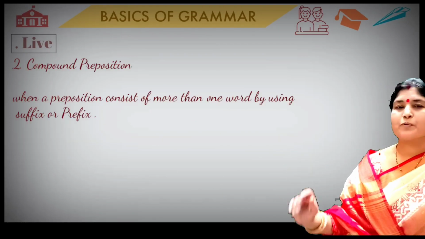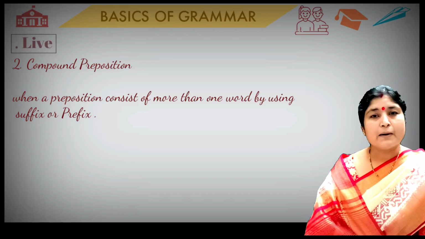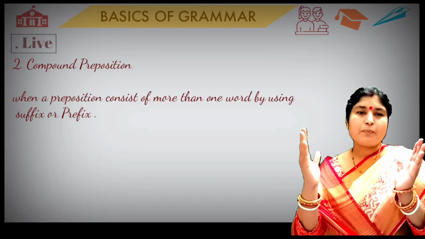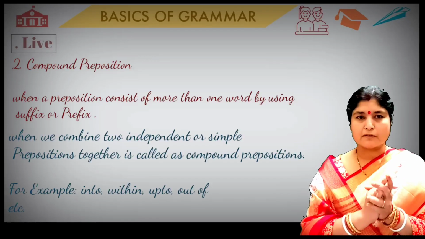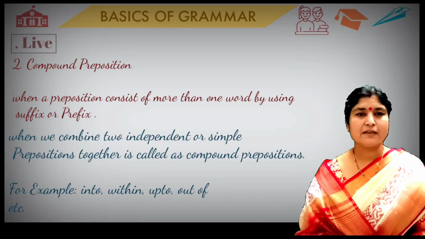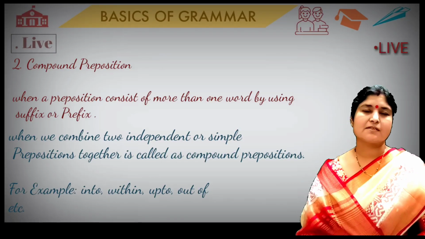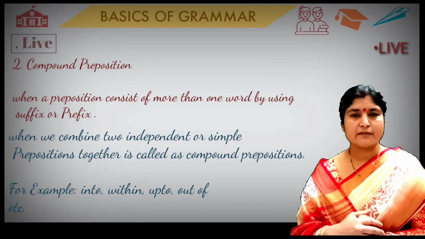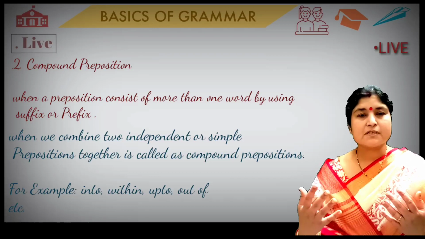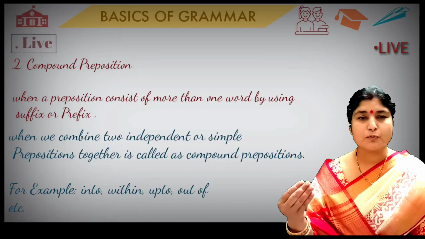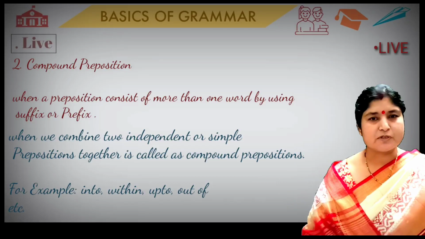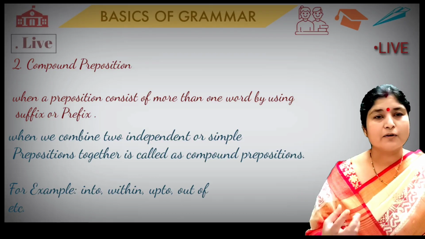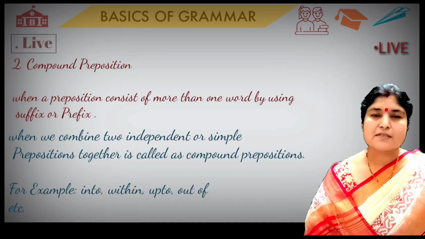Then what is compound prepositions? Compound means join together. So when we combine two simple prepositions together to form a new preposition, it is known as a compound preposition. For example, in. When we join to with it, it becomes into. So into is known as the compound preposition. Like into, out of, up to, within, these all are known as the compound prepositions.